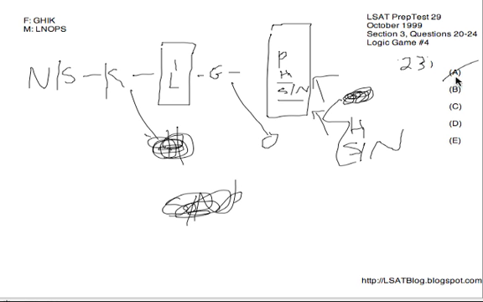A is gone. H on 3, no H is going on 5 or 6, so B is gone. I on 4, no I is going on 3, G is going on 4. N on 5, yes, the P class with N in it could be on 5, and then we could have O on 6, that works. So D is our answer to number 23.